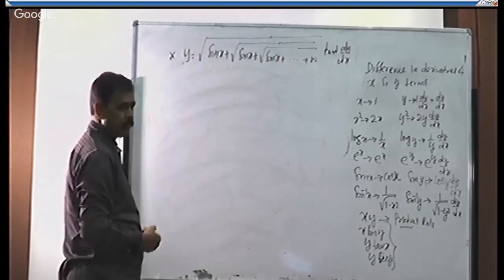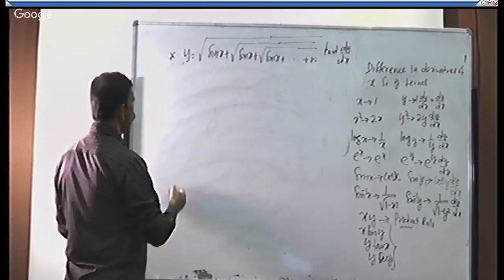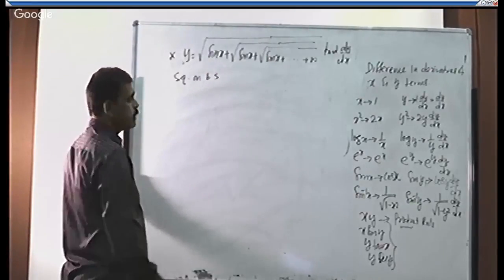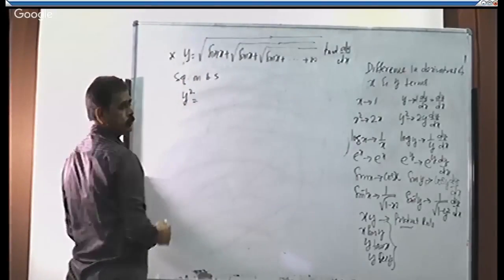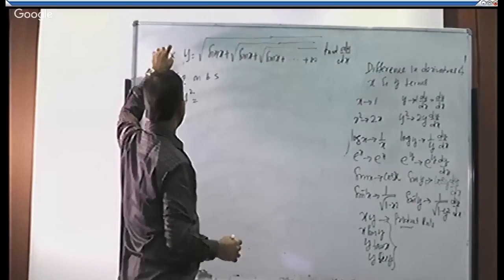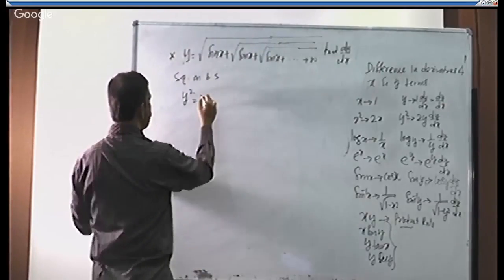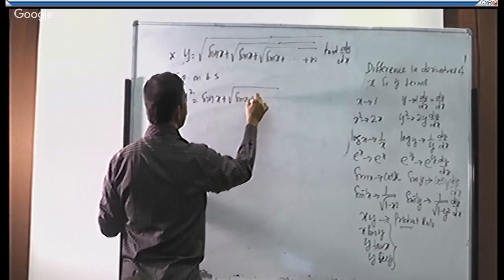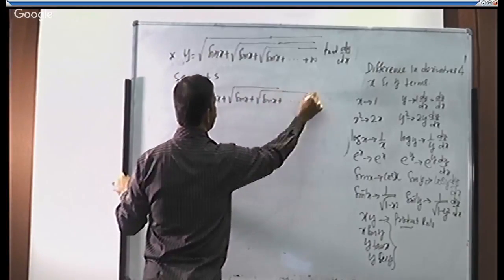Just simplify first before differentiating. You simplify it, make it into a simple form. How? Just square on both sides. On squaring, it becomes what? Y square is equal to, this root gets cancelled. The whole root is this one. That gets cancelled because on squaring, y square, this root square, the square root gets cancelled. What is remaining? Sin x plus root of sin x plus root of sin x plus root of sin x up to infinity.